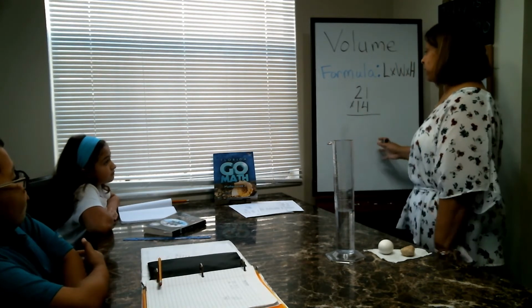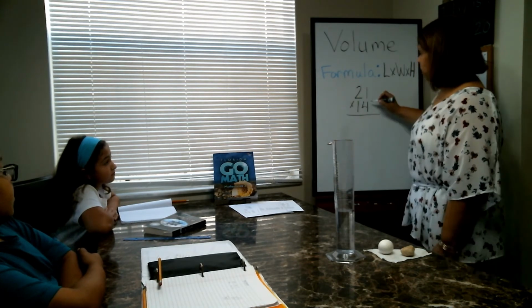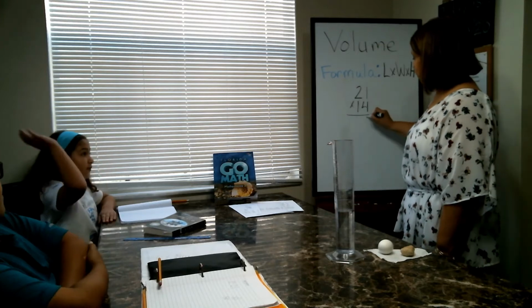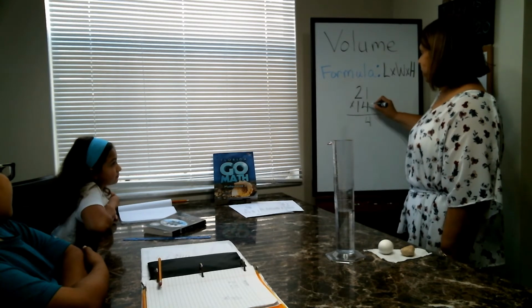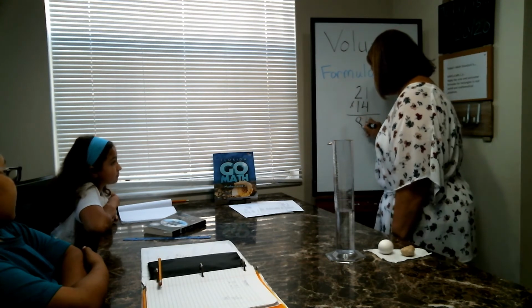So using our multiplication, again, we're lining up our numbers so that we don't make errors. What is 4 times 1? 4. What is 4 times 2? 8. Again, we're lining up those numbers carefully.